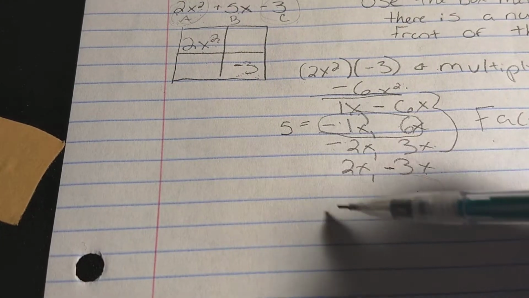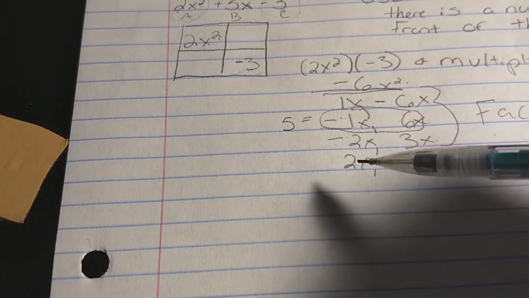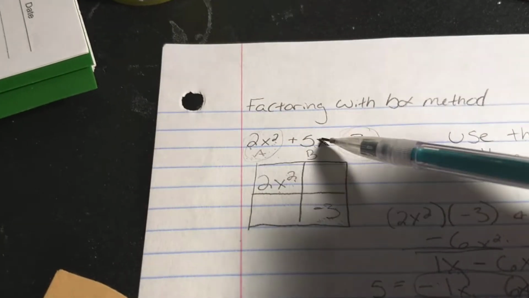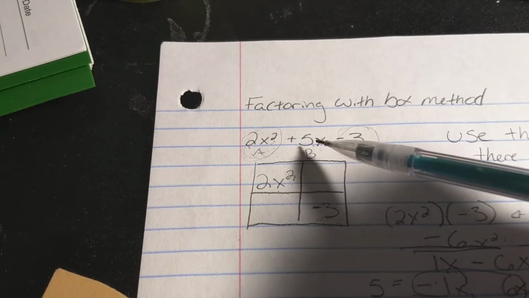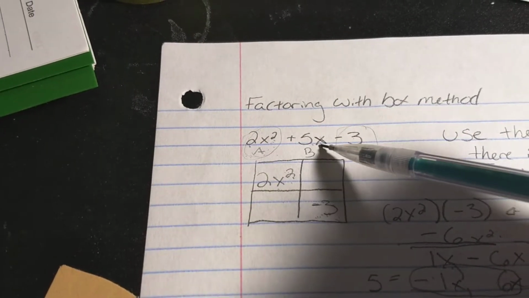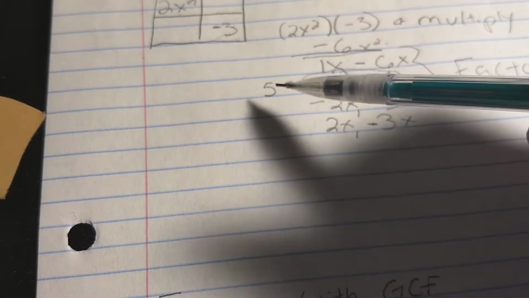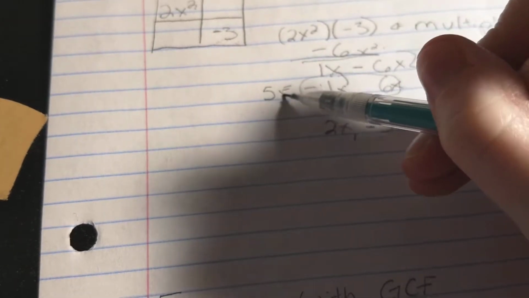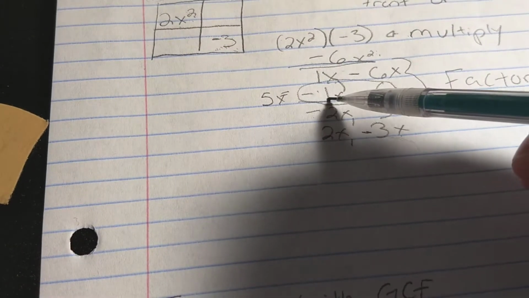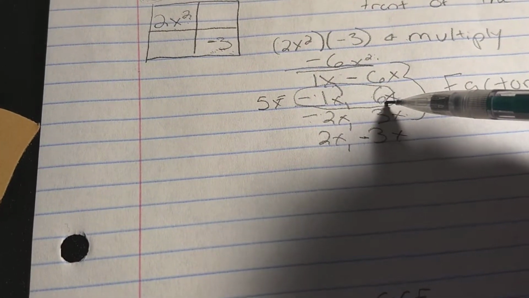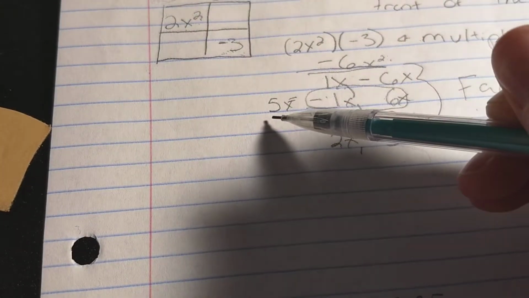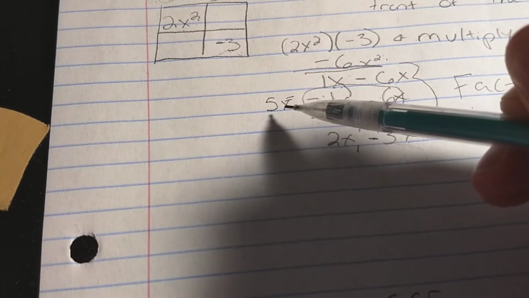Now you're going to look at your factored numbers and find which one is going to be equal to 5x when you add it. So I determined when I add these together, the only one that equals 5x is -1x and 6x. That equals 5x when you add it together.